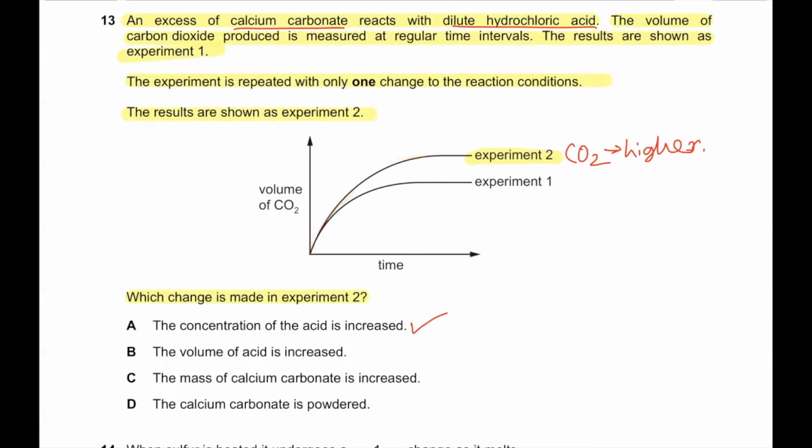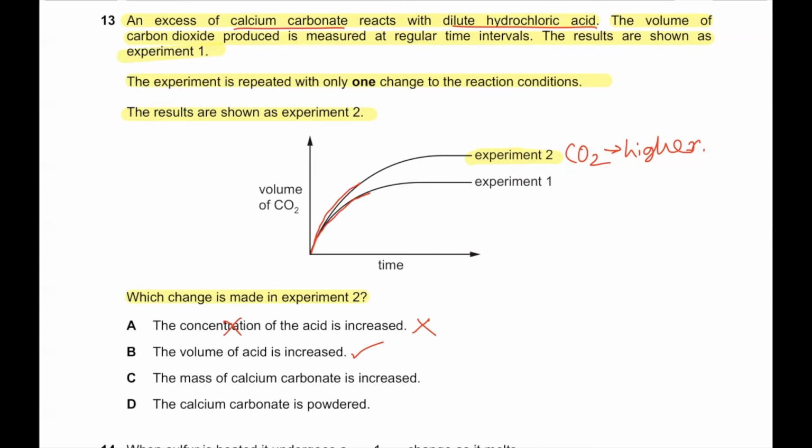So since the reaction is at the same rate, it cannot be an increase in concentration. It can only be an increase in volume of the acid. Guys, I'm helping you to understand it one more time. Since both reactions start at the same rate, the concentration of the acid in both experiments is the same. So this particular point, that the concentration of acid is increased, is wrong.